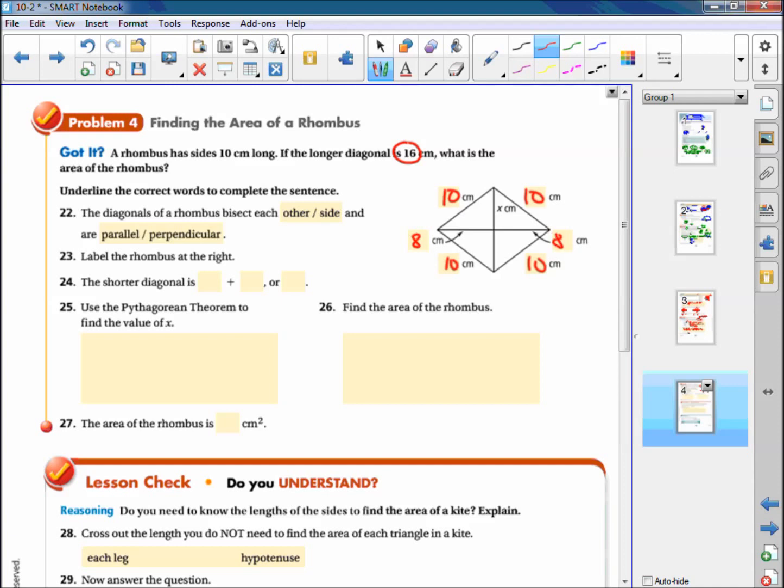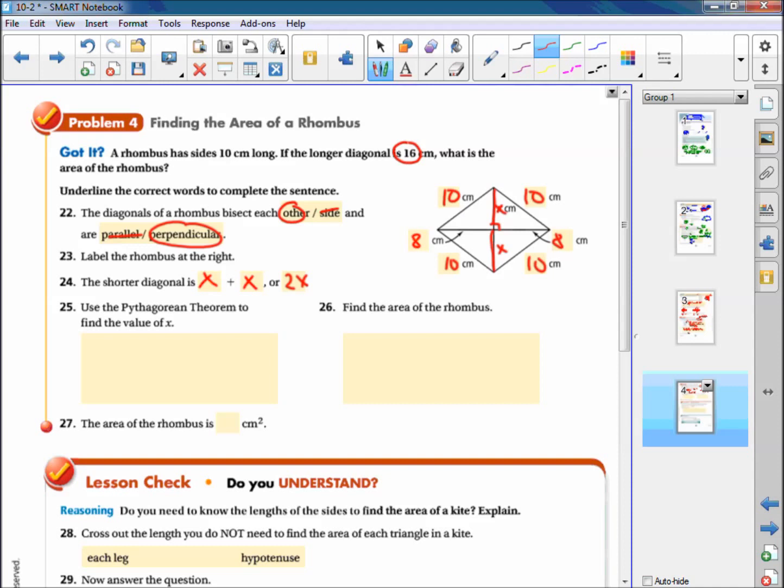A rhombus's diagonals are going to bisect each other. Okay. So remember, the diagonals of a rhombus bisect each other and are perpendicular to each other. Okay. So we're going to form some right angles in here also. All right. So label the rhombus at the right. We've already done that. The shorter diagonal is going to be what? Well, let's see. The shorter diagonal is going to be x plus x, which is 2x in this case, because it's going to be this x here and this x here.